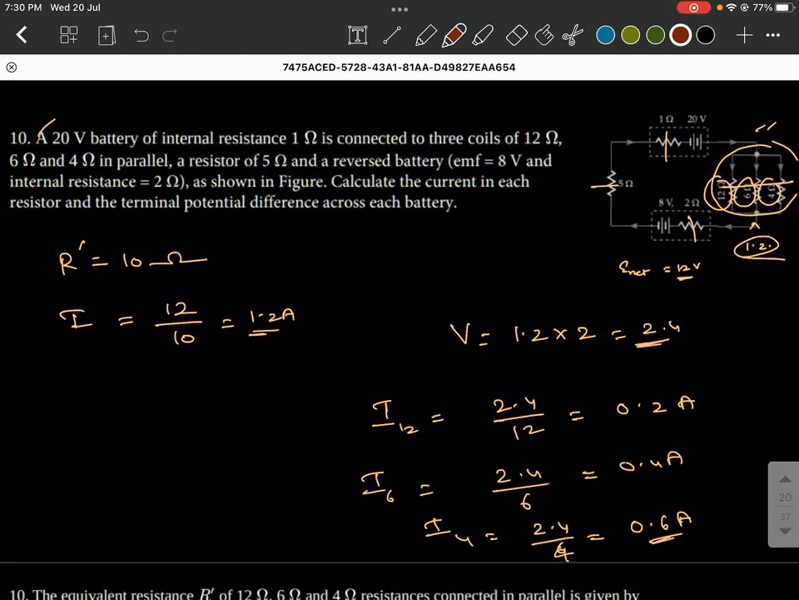Did you understand what I did? Whenever you have a parallel combination, if you know the current through them, find the potential difference across the whole combination. Then potential difference divided by individual resistance will give you individual currents.